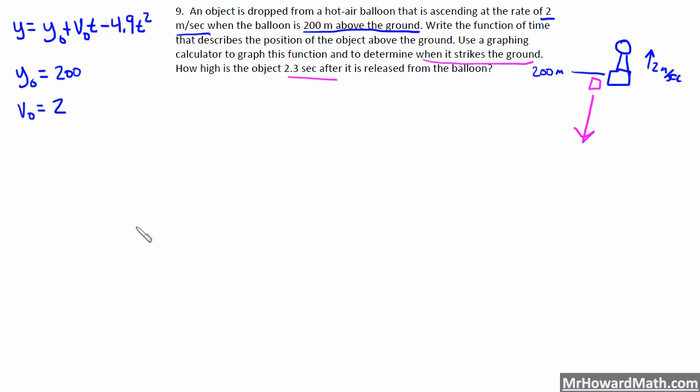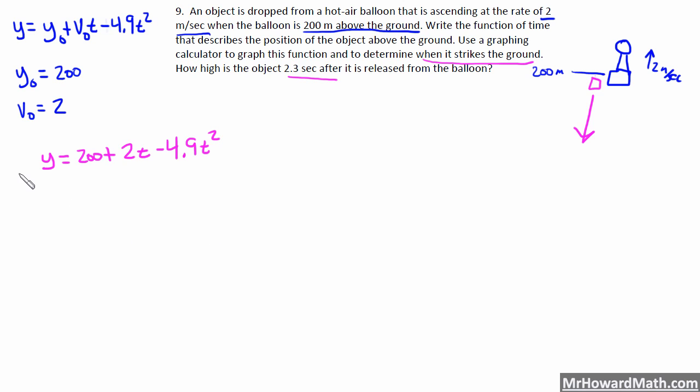Alright, so we have a rough sketch. So let's get our equation. Our situation is y equals 200 plus 2t, that's a plus, that's a t, minus 4.9 t squared. Okay, so there's our equation for our situation.